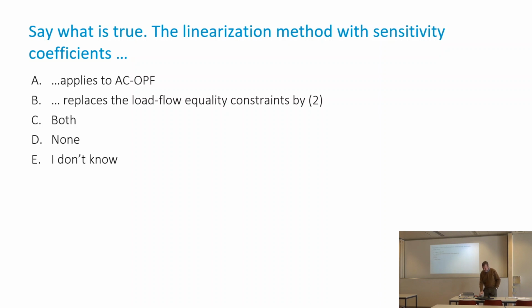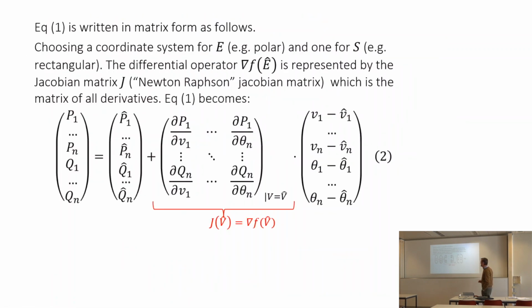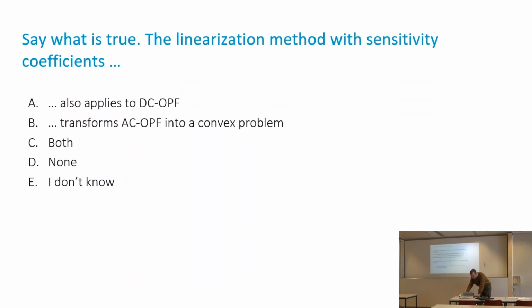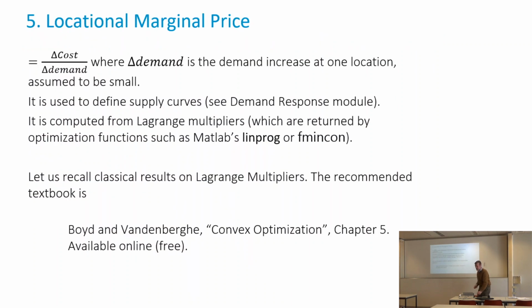And the correct answer is both are true. It applies to AC OPF, that's the goal. And it replaces the load flow inequality constraints by this. Right? So you replace the grid equations, which are source of non-convexity, by a local approximation, which is convex. But of course, the price to pay is you need to iterate because the solution you find at every step is not satisfying the exact power flow equation, so it's not a physically feasible point. But if it converges, it will work. Let's skip this. You'll be able to look at it when I post the solutions.